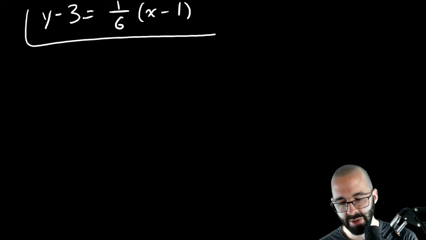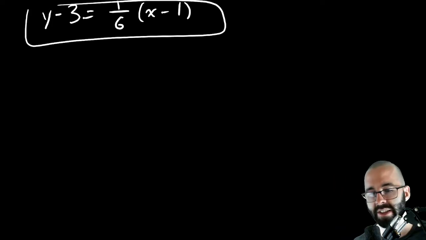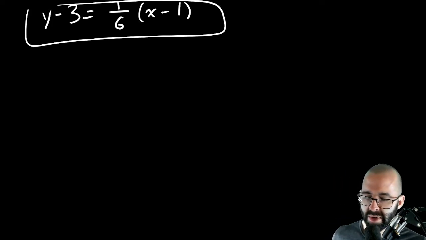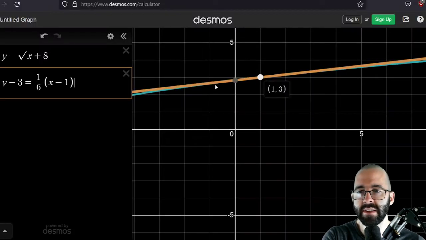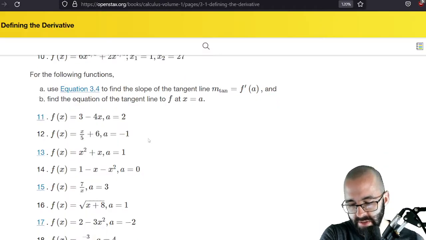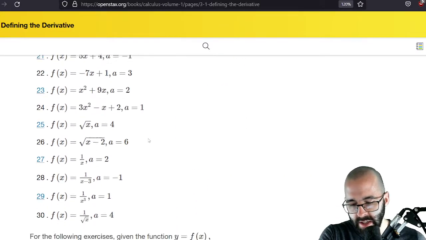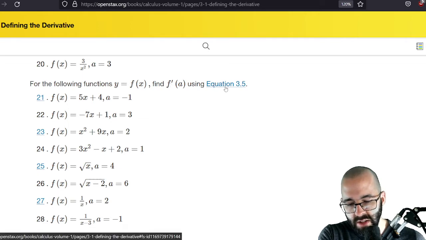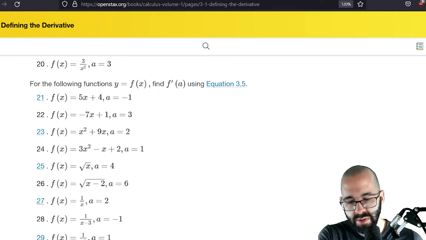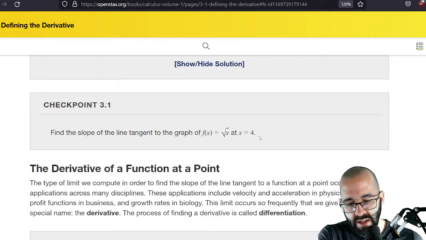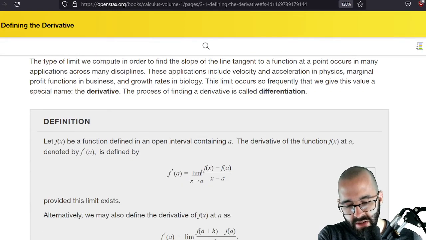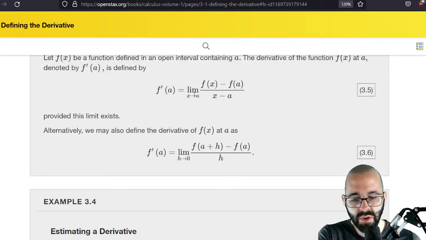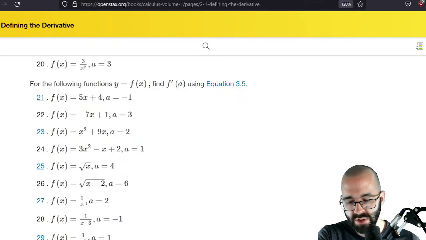All right, so we found the slope of the tangent line. We found the equation of the tangent line. Problem number 16 is completed. Here's 28. For the following functions, find f prime of a using 3.5. Which one was that? Find the derivative. Okay, find the derivative using the formula that doesn't have the h.